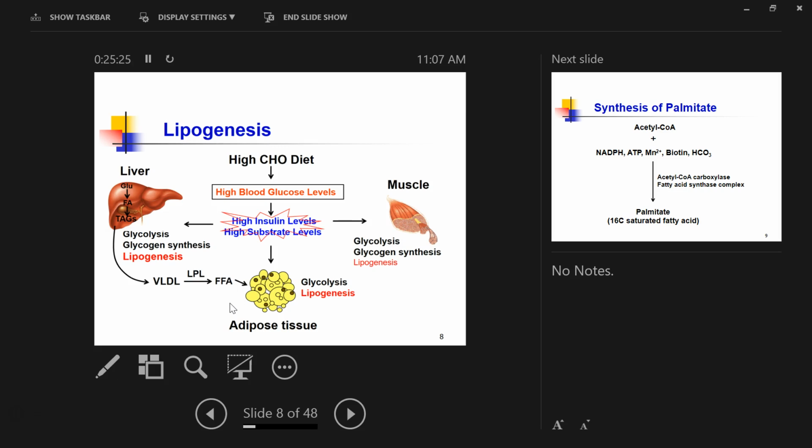All right, any questions about this lipogenesis process? So again, fatty acids can be synthesized from the extra glucose in the liver, but these fatty acids need to be stored in adipose tissue. So they are synthesized into triglyceride, packed into lipoproteins, and transported to fat tissue for storage.